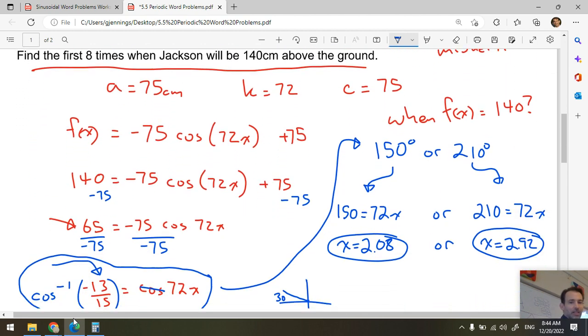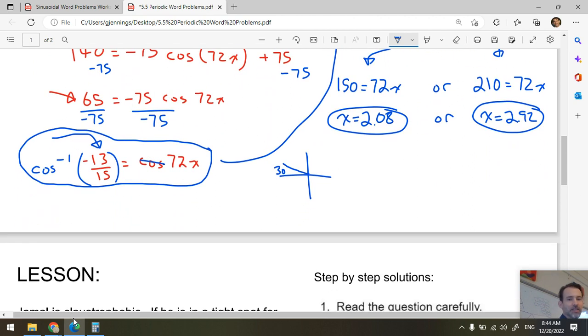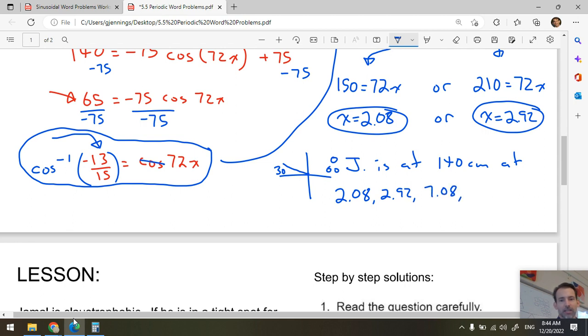Okay. So then I would just finish with a little list and say, therefore, Jackson is at 140 centimeters at 2.08, 2.92, 7.08, 7.92, 12.08, 12.92, and 17.08 and 17.92 seconds. There. That's how you do those types of problems.